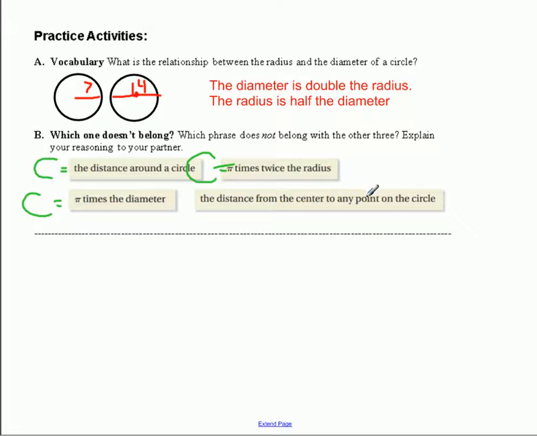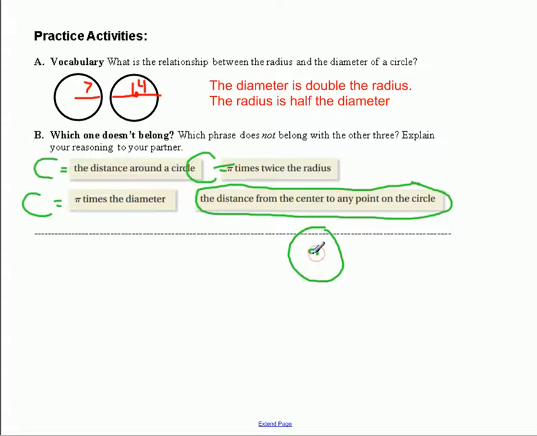The distance from the center to any point on the circle. This is the one that does not belong. Does anybody know what vocab word that is? The distance from the center, now I'm going to draw a picture, from the center, that's a terrible center, to any point on the circle. What's that called? Did you say it? My terrible pen handwriting. Radius.